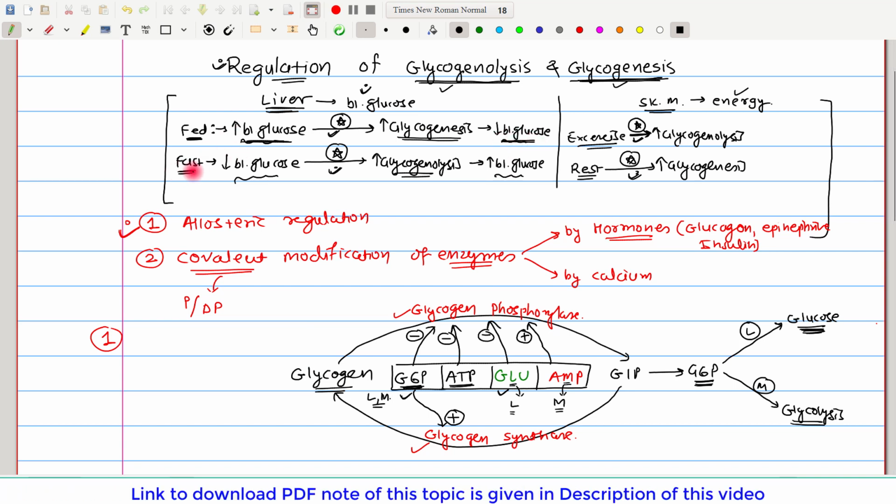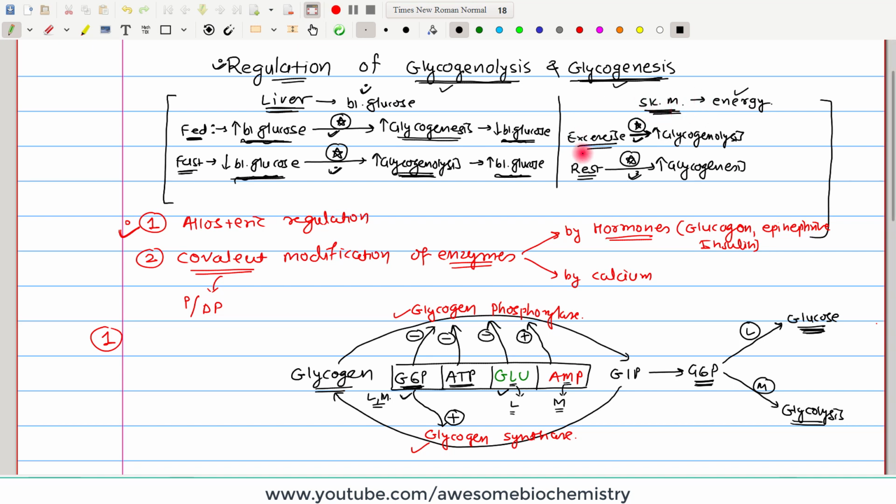The opposite will occur in the fasting state. Whenever there is decreased blood glucose, at that time this allosteric inhibitor action will be gone, and the stimulation of glycogen synthase will go away. So the net direction will be towards glycogen breakdown. So it will lead to increased glycogenolysis, and this will lead to an increase in the blood glucose. Let's look at the muscle.